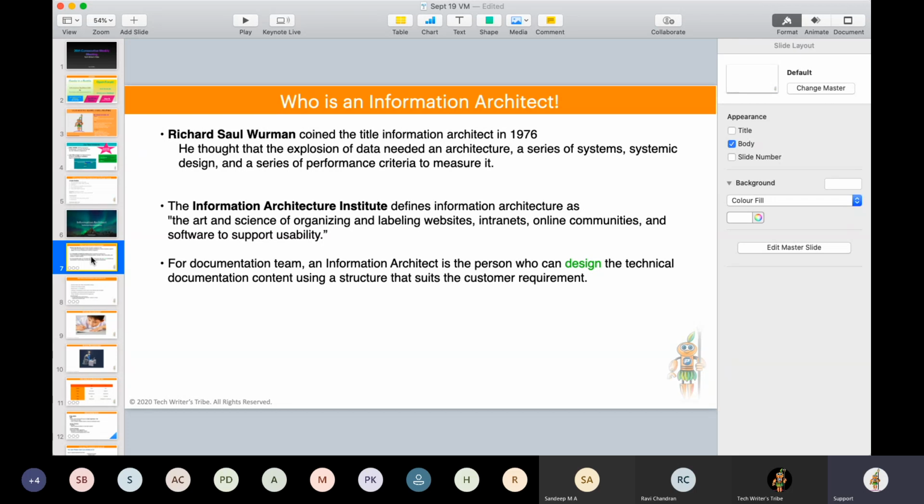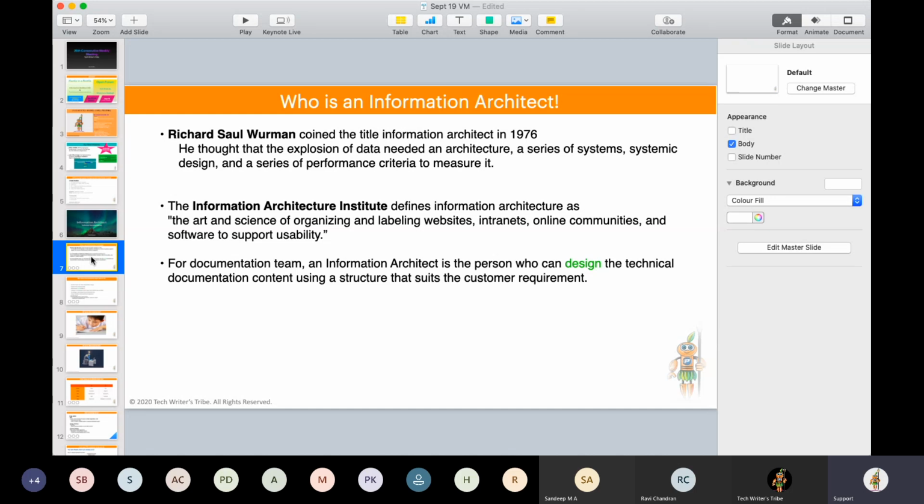But in general terms, now let's come back to 2020, where we are and who we are. We are from the documentation team or tech writing group. So for a tech writing group, what is an information architect? Who is an information architect? What is information architecture? The simplest way I could find to define it, and if you have some additional points to add, please do mention, is to design the technical documentation content in a hierarchy that suits the customer requirement. So technically the person is supposed to design the content. Remember, design, not write the content. So this is what generally an information architect is, and the output is called information architecture.